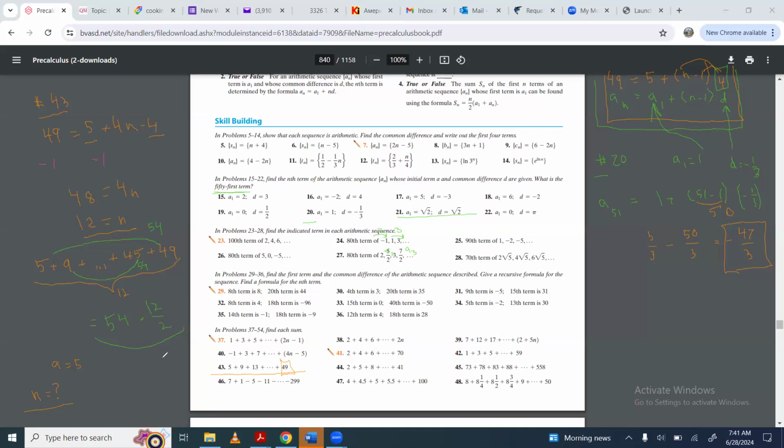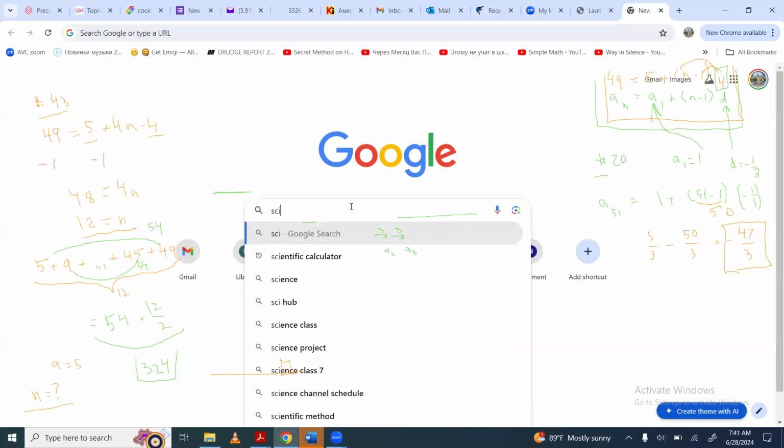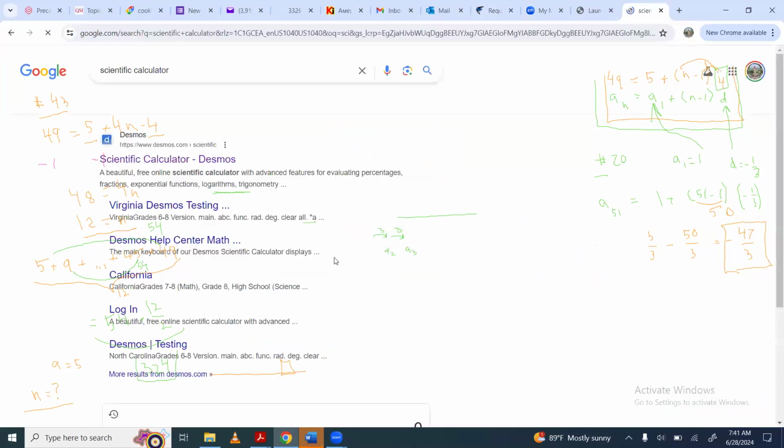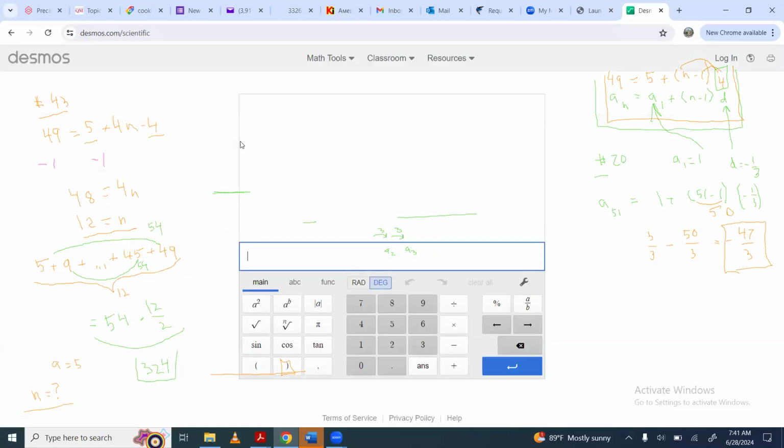Well, 6 times 4 is 24, carry 2, and 6 times 5 is 30, and 2 is 32, so 324... or you can just use a calculator, right? You don't have to do this multiplication in your head, of course. What you can do is always remember, get the scientific calculator. I choose this favorite choice number 1, Desmos.